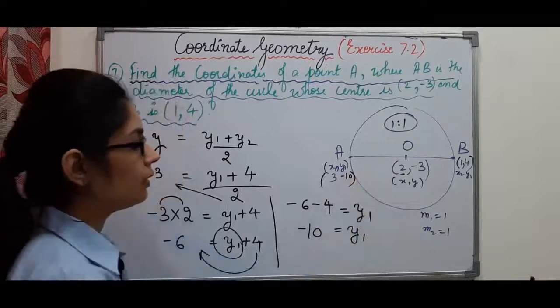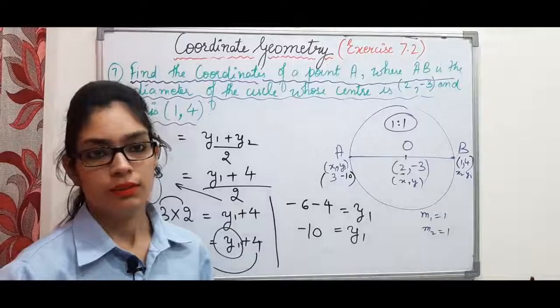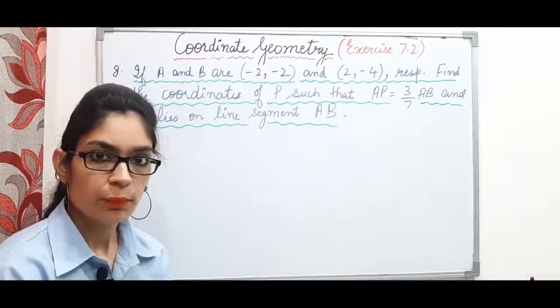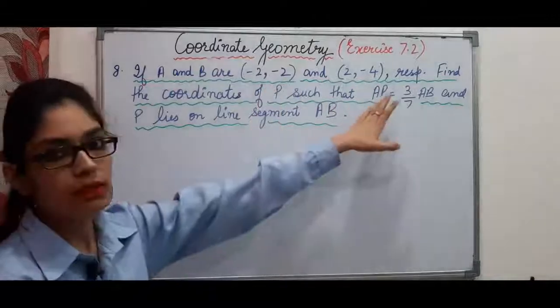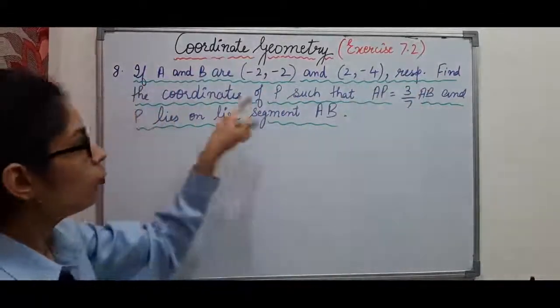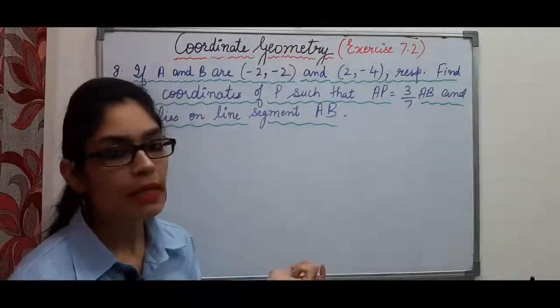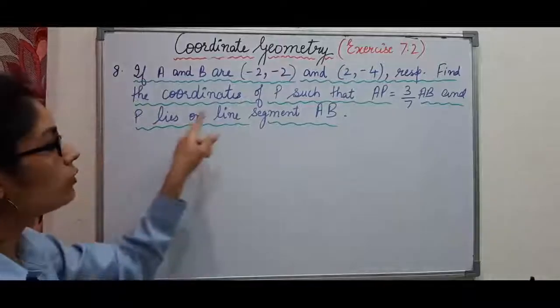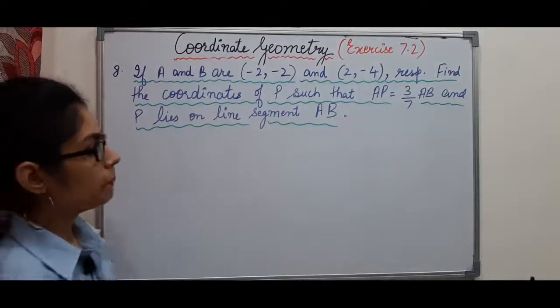So you have found the coordinates of point A, which is 3 and minus 10. So now let's do the next question. In question number 8, the coordinates of A and B are given to you. Find the coordinates of point P such that AP is equal to 3/7 of AB and P lies on line segment AB. So you have to find the coordinates of P.